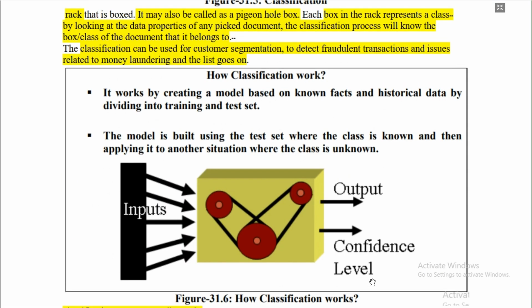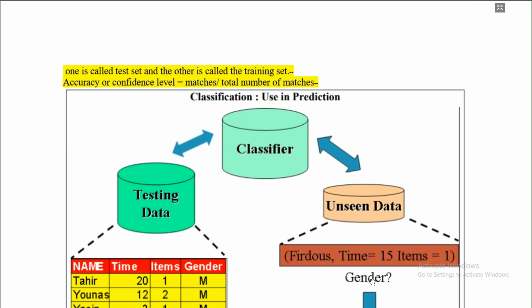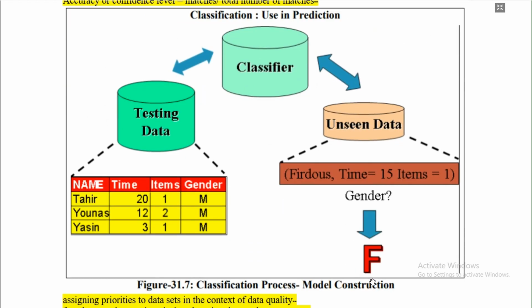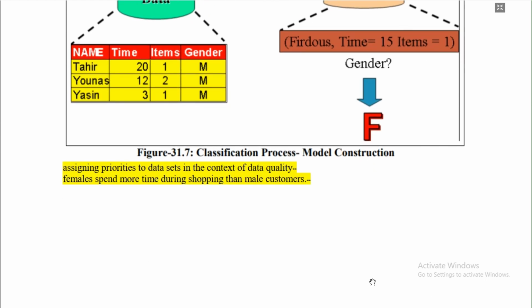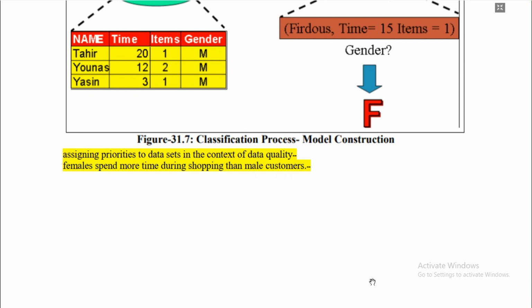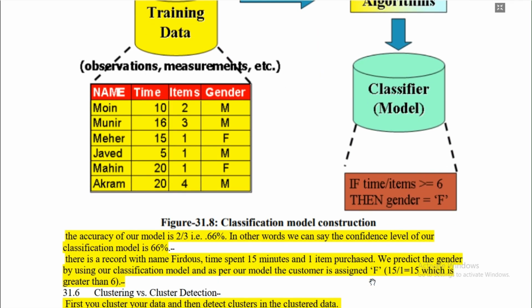How does the classification process actually work? First, the available data set is divided into two parts. One is called the test set and the other is called the training set. Accuracy or confidence level equals matches divided by total number of matches, assigning priorities to data sets in the context of data quality. Females spend more time during shopping than male customers. The accuracy of a model is 2/3, in other words, we can say the confidence level of a classification model is 66%.